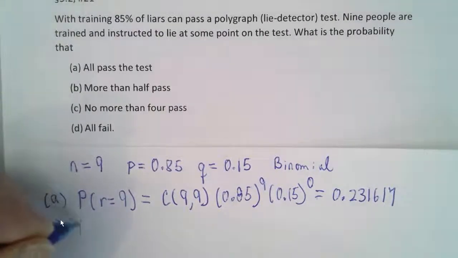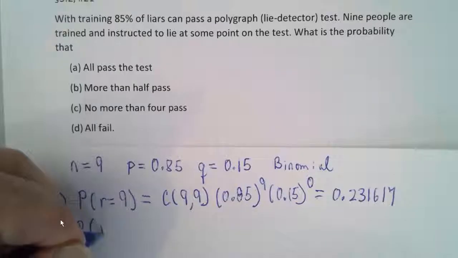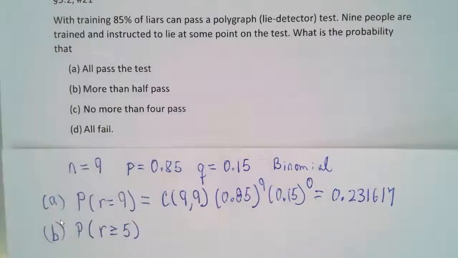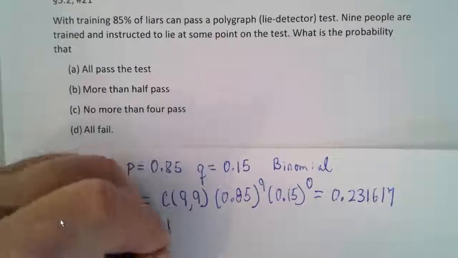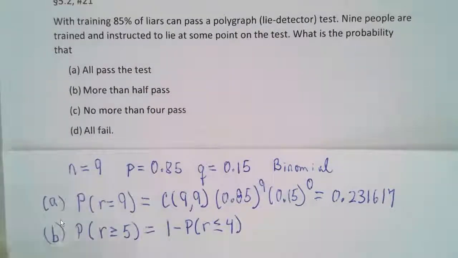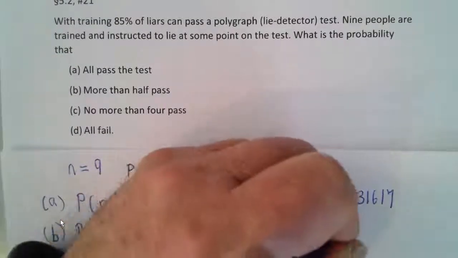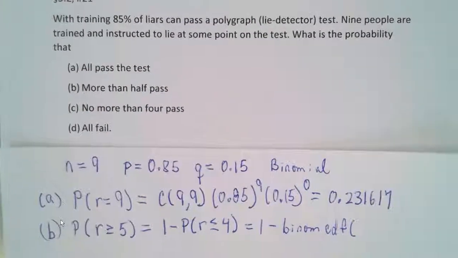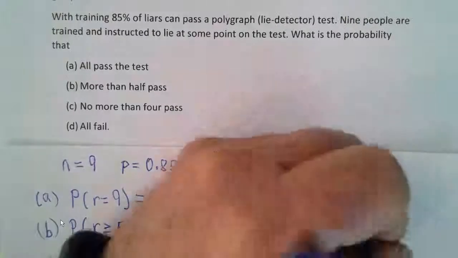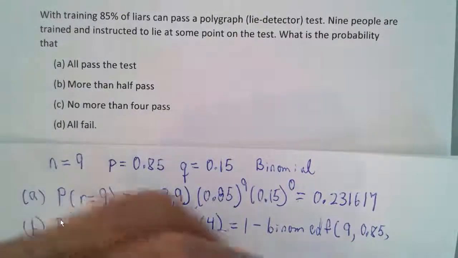B, what is the probability that more than half pass? Well, half of 9 is 4.5, so more than half would mean that R is 5 or more. Now, this we don't have a calculator function for, but we do have a calculator function for summing, taking R less than or equal to something. So let's take the complement. R is less than or equal to 4, and on our calculator we're going to look that up as binom CDF. There are 9 trials. The probability of success is 0.85, and we're interested in getting 4 or fewer successes.